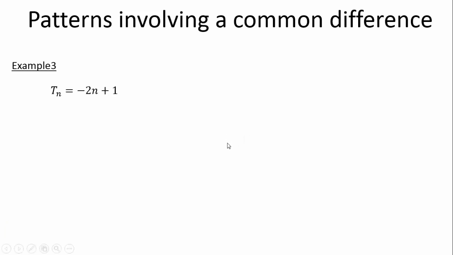Okay, let's look at one last example. Tn equals minus 2n plus 1. Write the first three terms. So now we're told what Tn is, right? But it's slightly different here. The first three terms. So T1 is equal to negative 2 times 1 plus 1. And that is equal to minus 2 plus 1, which is minus 1.